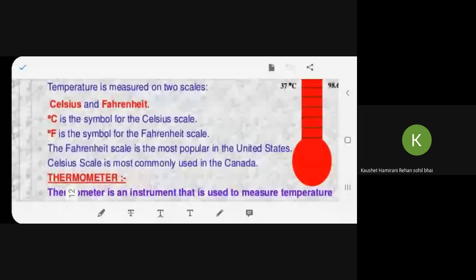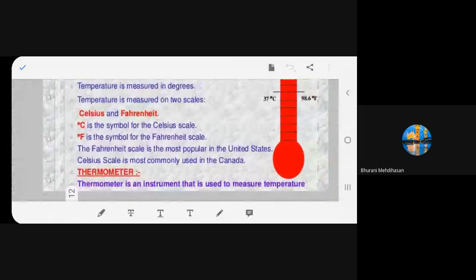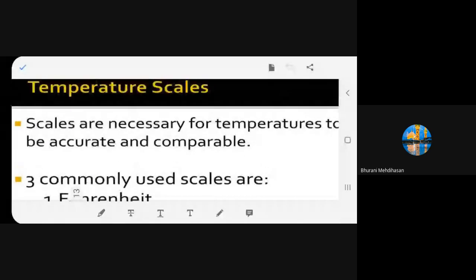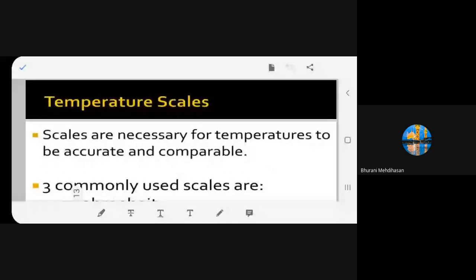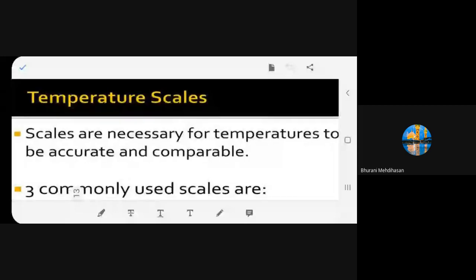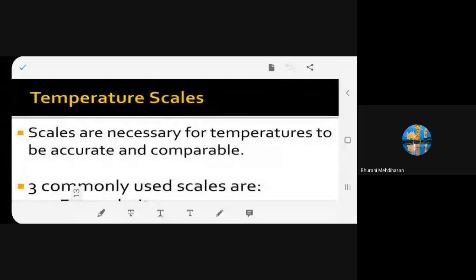Okay, good morning again. Good morning. Good morning, beta. So we are through 12 slides. Now we'll continue regarding the temperature scale. Now this is revision. Again, remember that this is revision.